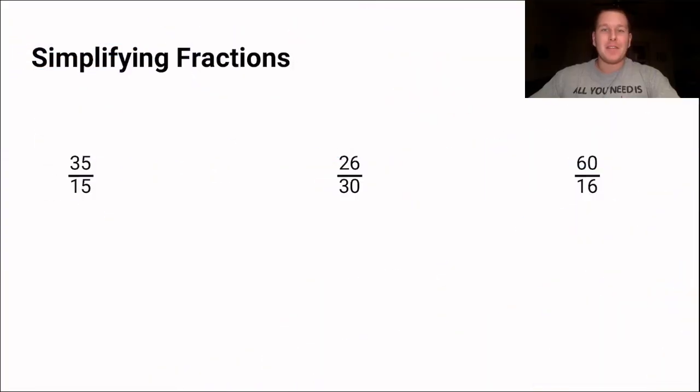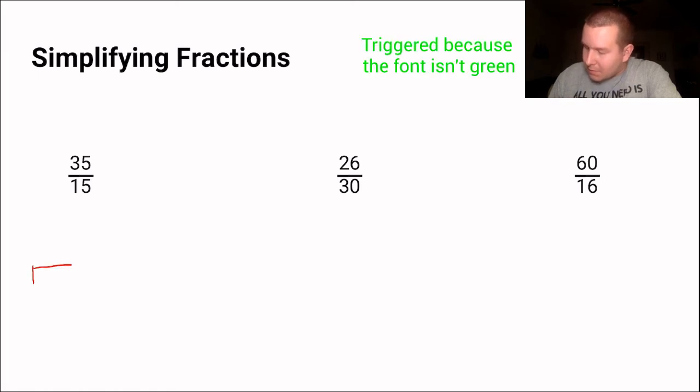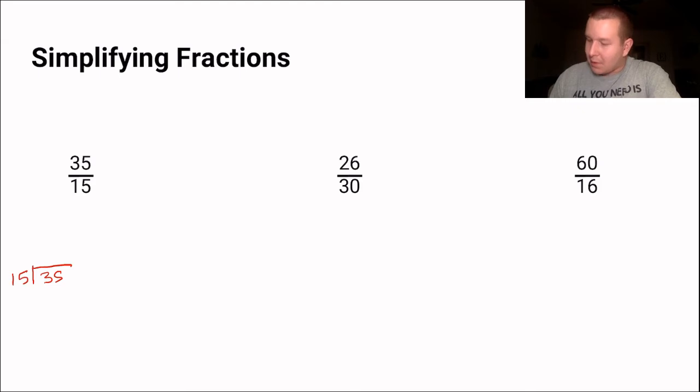All right, so let's take a look at this first fraction. We have 35 over 15, another improper fraction. So we're gonna have to change that to a mixed number first, okay? So I'm gonna come over here to the side. 35 divided by 15 is the same thing as saying 35 over 15. So I'm gonna put the 35 inside the house and the 15 on the outside of the house.